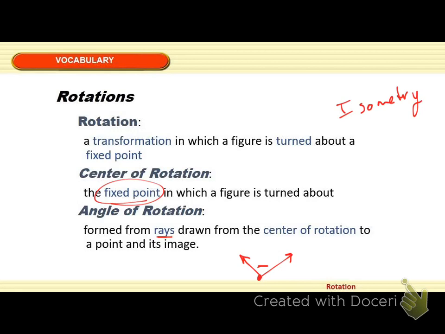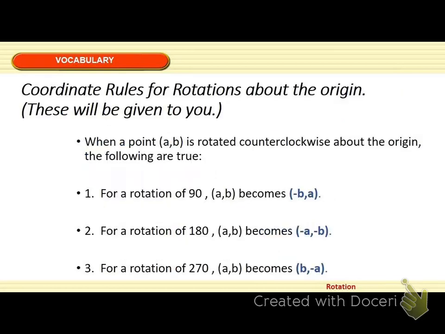Now, in order to perform a rotation, you really need geometry tools, so your protractor, compass, straight edge, that kind of thing. Without those items, the only other way we can perform a rotation is if we take the figure, put it in the coordinate plane, and then rotate it about some special angle measures. Okay, we'll do the geometry tool rotations in class. We're going to skip that part of the notes.